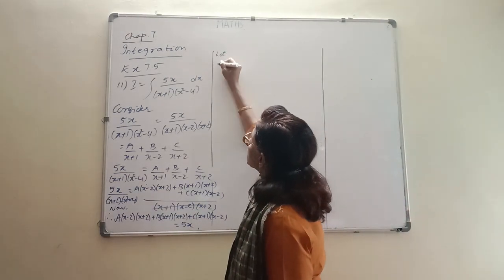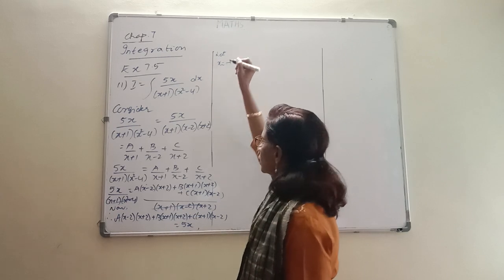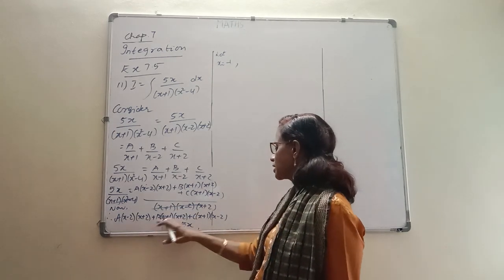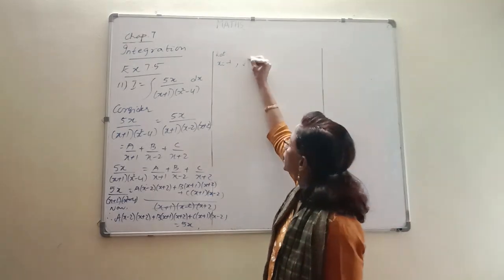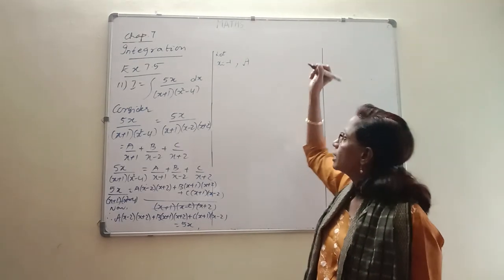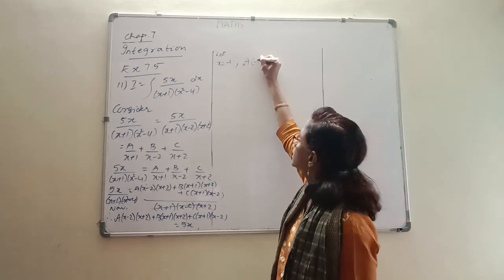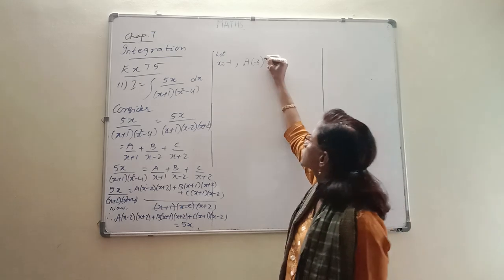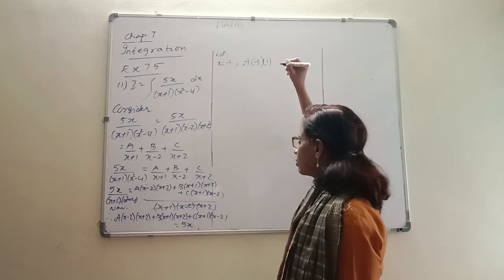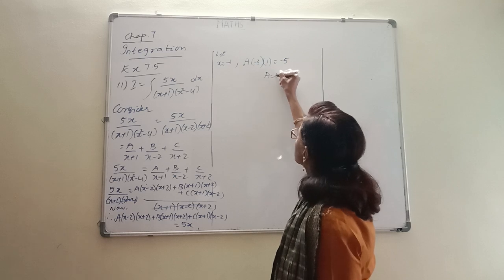So let's go in for the substitution. Let x be -1. If x is -1, the B term and C term will vanish, only the A term will stay. So you'll have A times (-1 minus 2), it's -3, and (-1 plus 2), so that's 1, and on the other side it's -5, so A becomes 5 over 3.